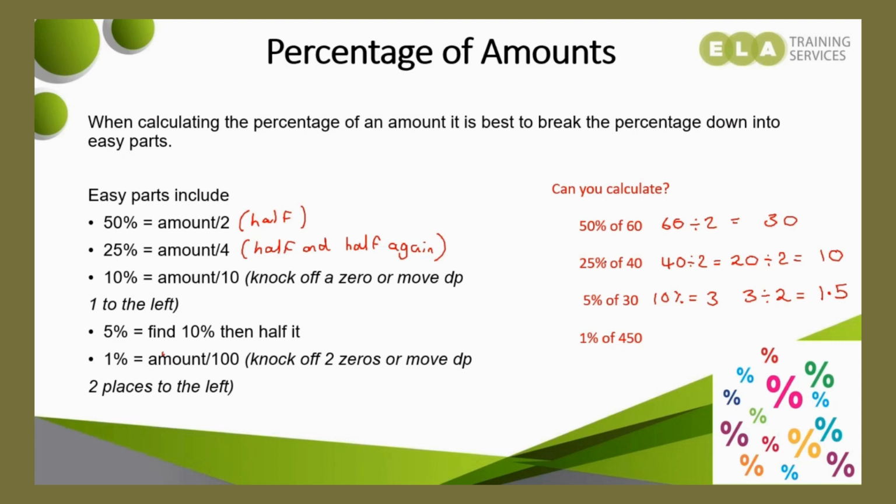And then our last one is 1% of 450. Now, when we're dividing by 100, because we're working out 1%, we're told to knock off 2 zeros. But here we only have 1, so we're going to move the decimal point. So we write it after the 450, we move it twice, and then that becomes 4.5. And that is how we do our easy percentages.